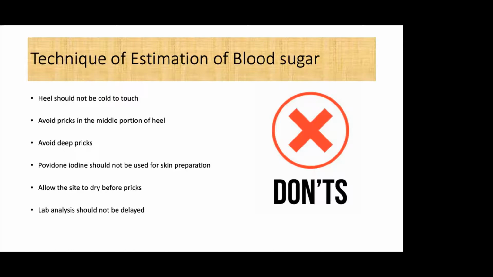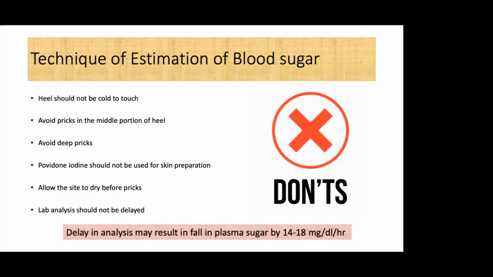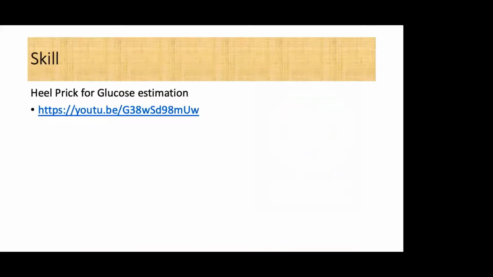And lab analysis should not be delayed. If you are sending a blood sample for lab estimation, it should not be delayed, because a delay in analysis often results in a fall in plasma sugar by about 14 to 18 milligram per deciliter per hour. So again, how to estimate blood sugar, we'll see at the end of this presentation.